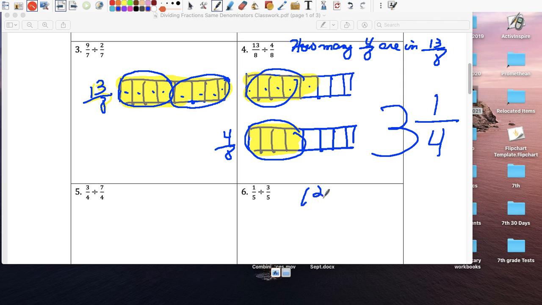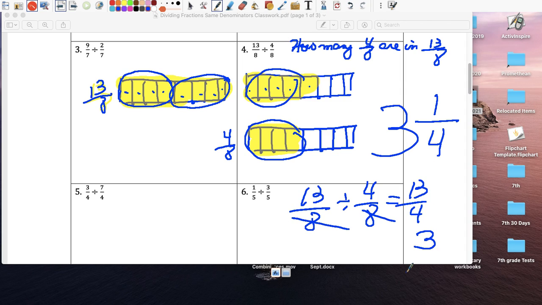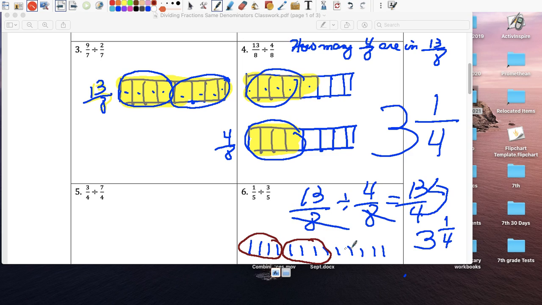Okay, so now let's do it this way. We cross out the bottoms because they're the same, and 13 divided by 4. How many times can 4 go into 13? 3 times. How many left over? 1 out of 4. You can also think about it this way: 1, 2, 3, 4, 5, 6, 7, 8, 9, 10, 11, 12, 13. How many times can 4 go into 13? I can make one group of 4, another group of 4, that's 2, another group of 4, that's 3, and that's where my whole number comes from. I have 1 left over out of 4.